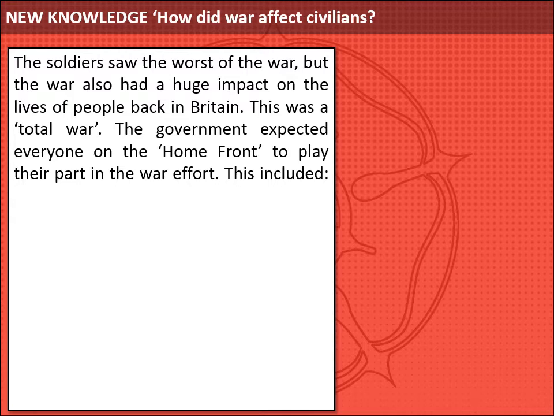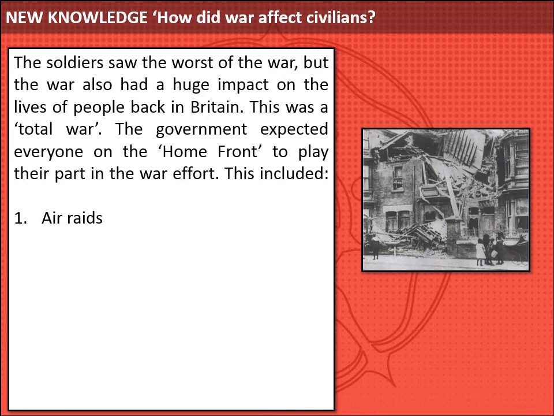The government expected everyone, whether you were on the front line or the home front, to play their part in the war effort, and this included many different things that you're going to look at. We had air raids. Air raids were extremely common when the enemy came to attack, okay? You can see the destruction that they caused to this home here in Hartlepool in December 1914. Second of all, conscription and conscientious objectors that we have just touched on.